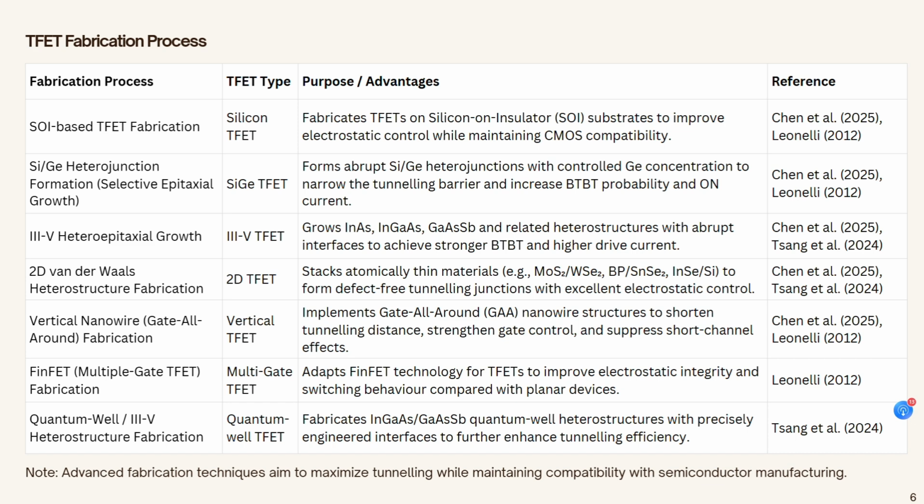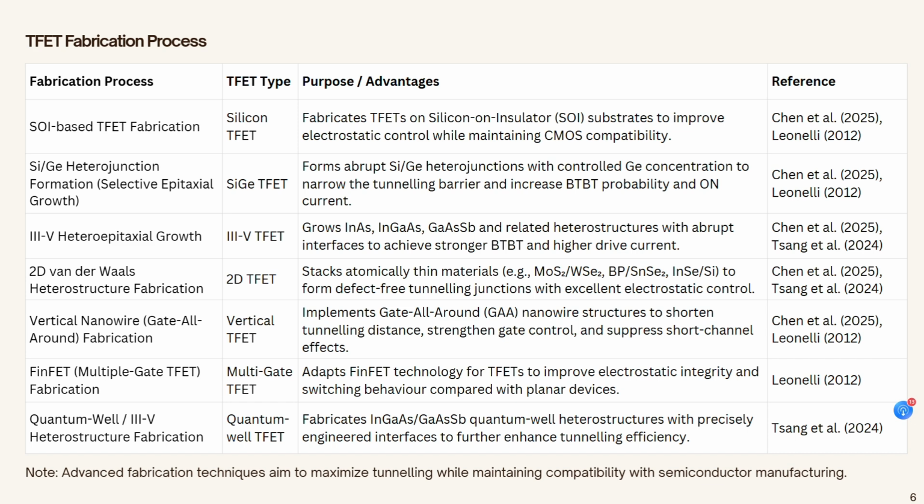To further improve tunneling efficiency, researchers developed silicon and germanium heterojunction fabrication using selective epitaxial growth. By forming a silicon germanium junction with a controlled germanium concentration, the tunneling barrier becomes narrower, making band-to-band tunneling easier and increasing the on-state current.